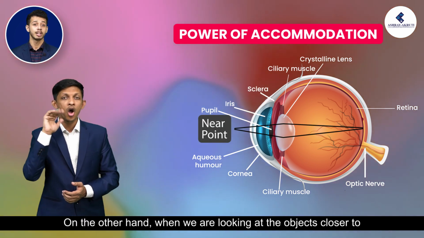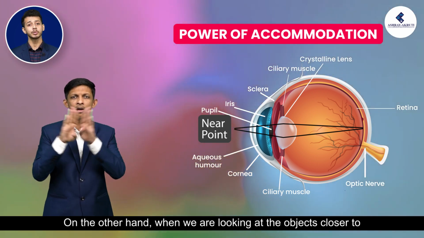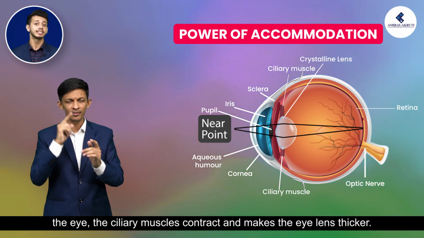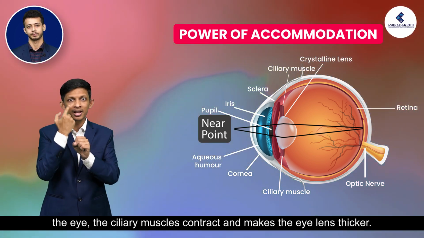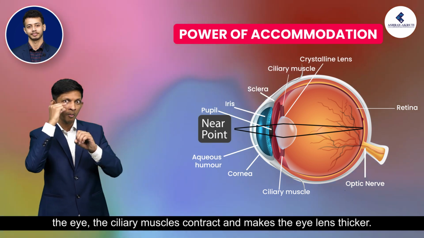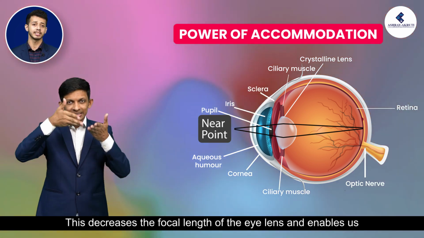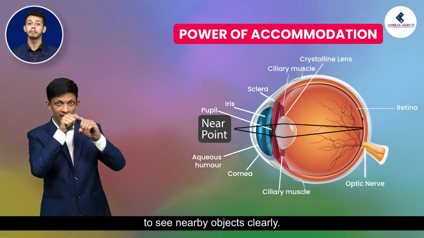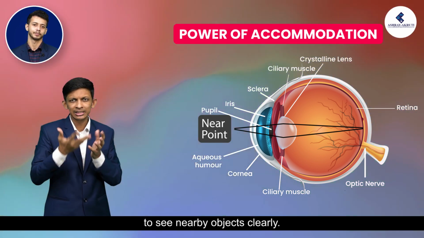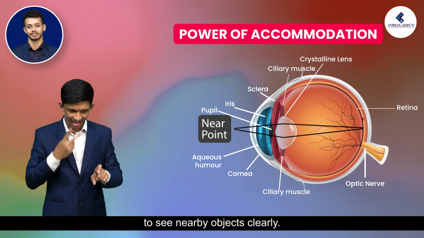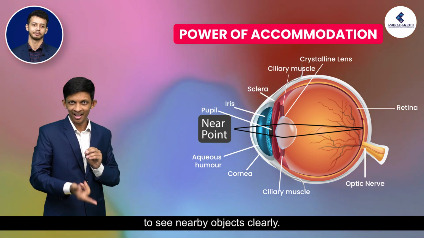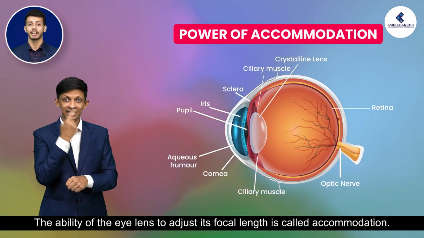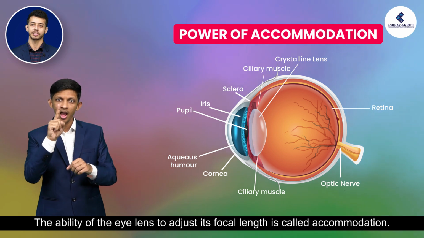On the other hand, when we are looking at the objects closer to the eye, the ciliary muscles contract and make the eye lens thicker. This decreases the focal length of the eye lens and enables us to see nearby objects clearly. The ability of the eye lens to adjust its focal length is called accommodation.